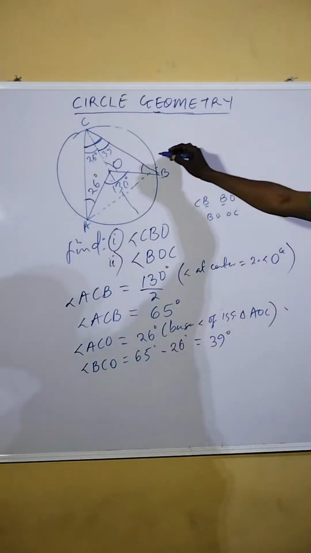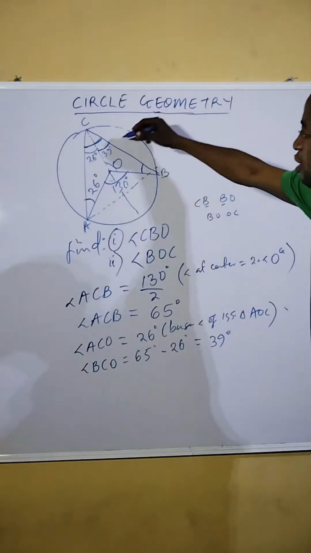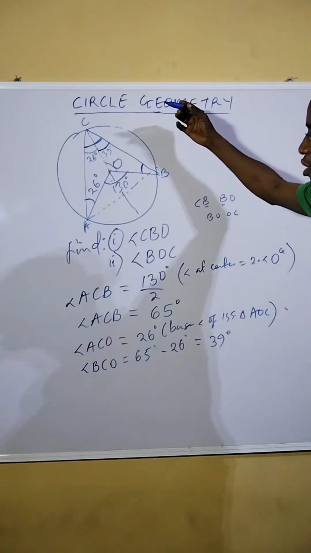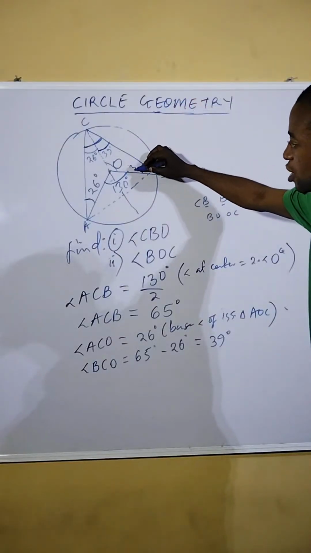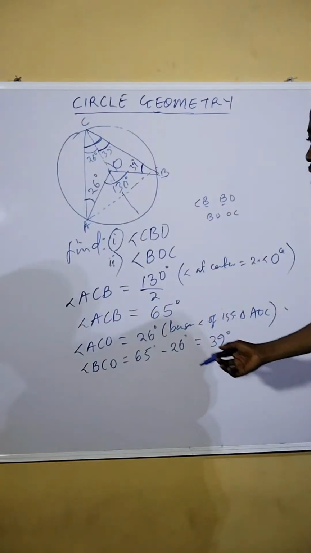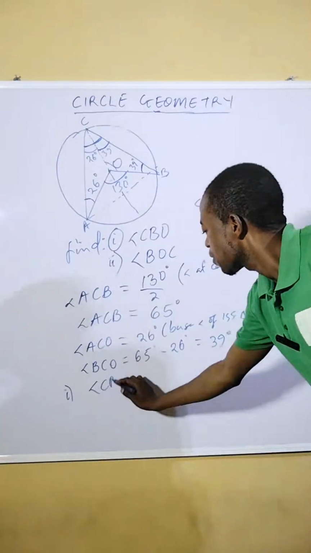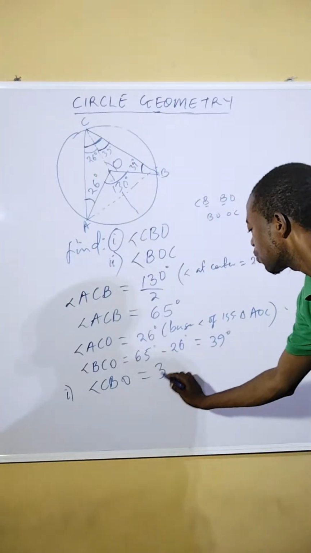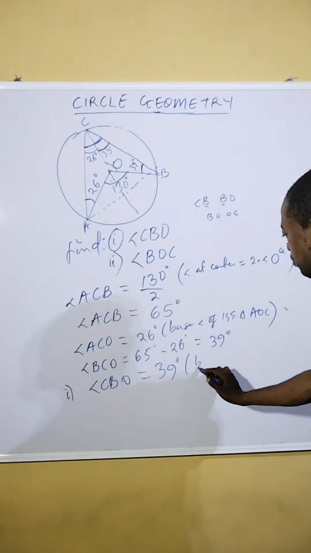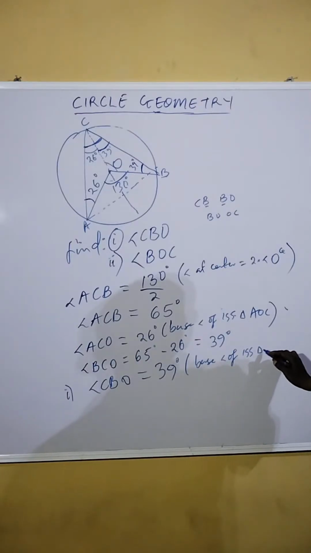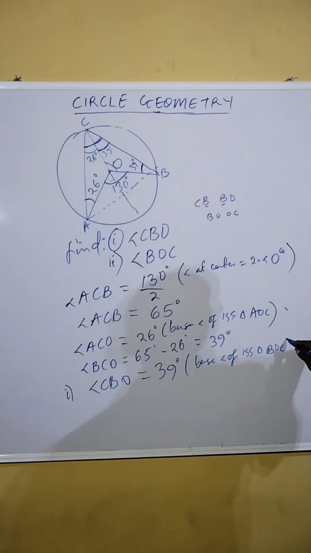And to where we are finding now, this 39 degrees, they are angles at the base of an isosceles triangle. So this also will be 39 degrees. So I can just say that the first question, which is angle CBO, is now equal to 39 degrees. Why? Base angle of isosceles triangle BOC. So that is that for that one. First one settled.